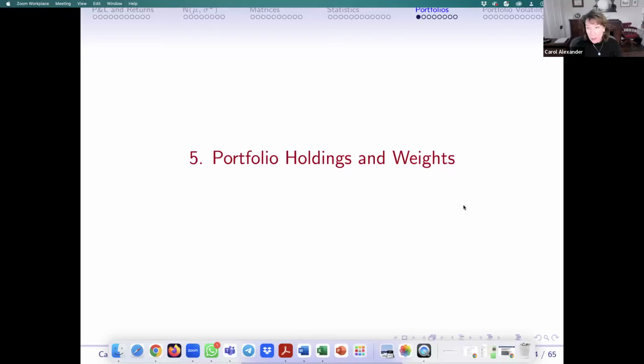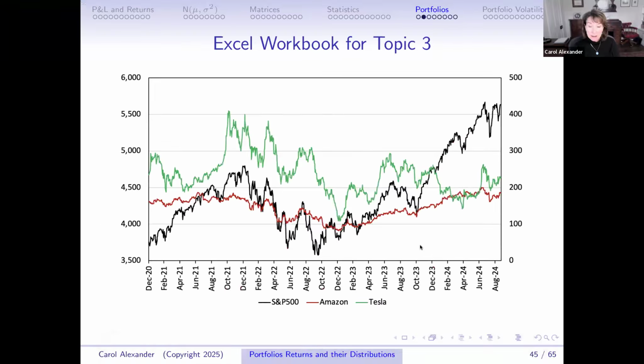Okay, now we're going to look at portfolios and how we represent them. In market risk, we like to use portfolio weights, but you also have to understand the distinction between the holding and the weight. So that's what this simple video is about. And I'm going to be referring to the Excel workbook that's in Unit 3, Topic 3. Actually, I won't go through it in this video, but I will in the next one.